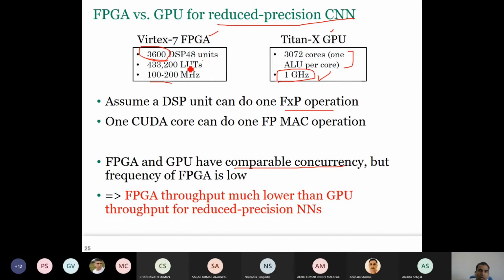Is it so? Here the point is LUTs are not utilized. We're not able to use LUTs because with fixed point we can't use LUTs. We are just using DSP units for doing computation.